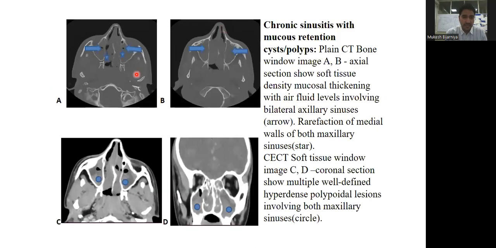Here, the axial non-contrast CT showing soft tissue density thickening with air fluid level in the bilateral maxillary sinuses, rarefaction of the medial wall of the maxillary sinus, and the contrast axial and coronal CT showing multiple well-defined hyperdense polypoidal lesions involving both maxillary sinuses.